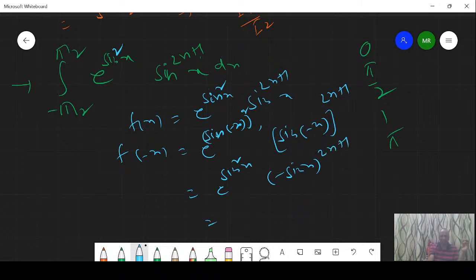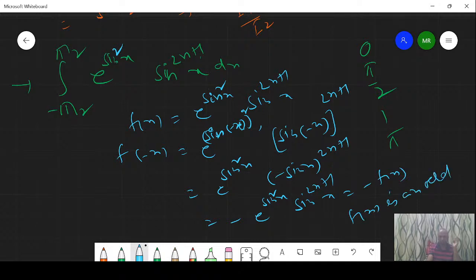Since 2n plus 1 is an odd number, it comes negative. The term e power sin square x remains the same, because sin of minus x whole square is minus sin x whole square, which is sin square x. The minus with the odd power comes out negative. So we get minus e power sin square x times sin of 2n plus 1 x. So this function is minus f of x. So f of x is an odd function. Correct?